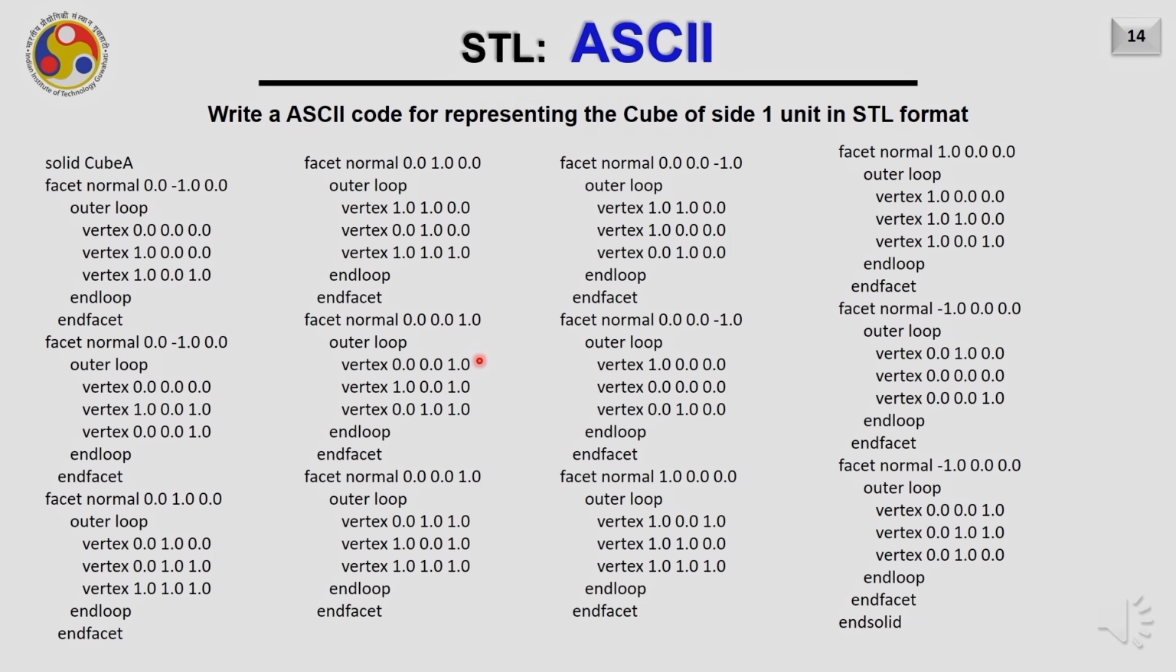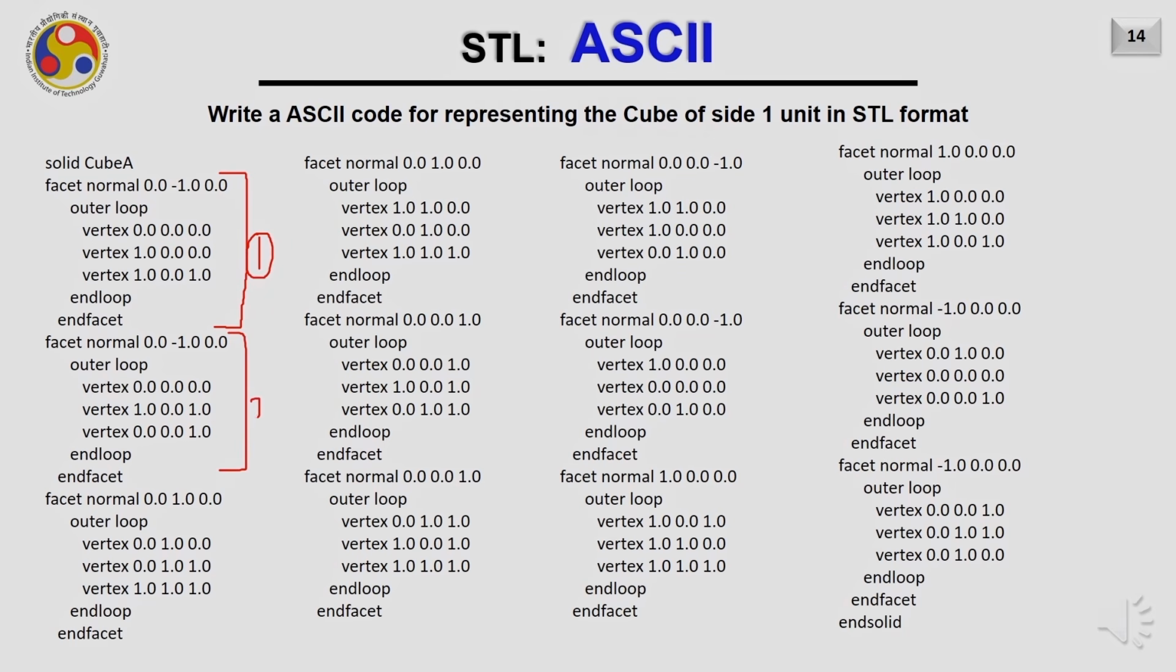Now if we write all the triangles together in the ASCII format, the code for the cube will look something like this. We start with solid cubeA, then copy and paste the definition of each and every triangle. As there were 12 triangles, you can see there are 12 such loops.